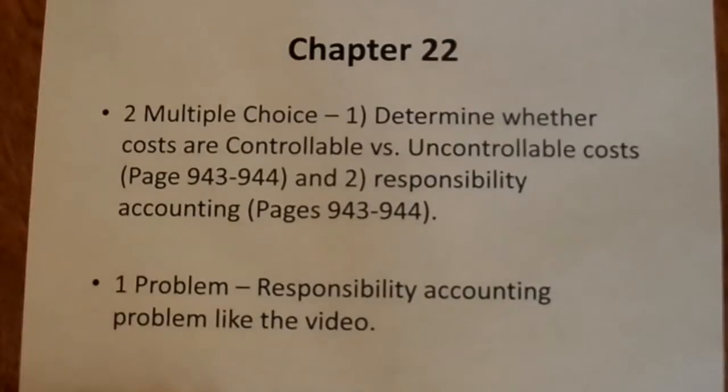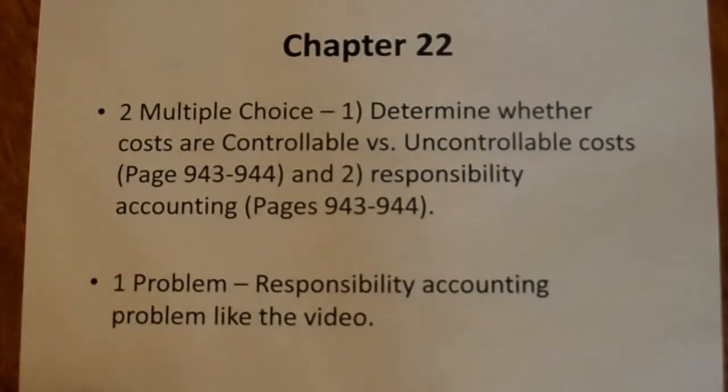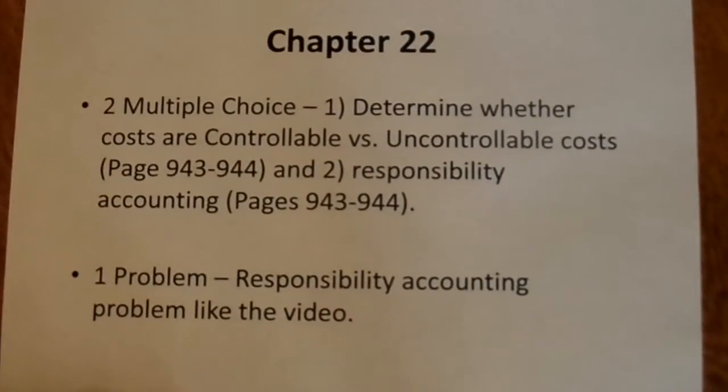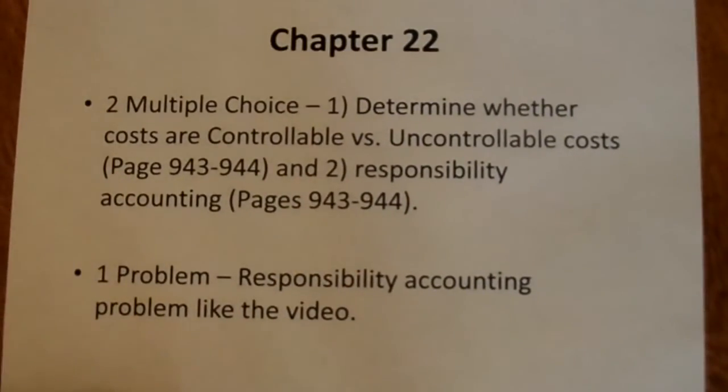In chapter 22, there are 2 multiple choice questions and a problem that appear on the test based on the information you learned in this chapter. One is determine whether costs are controllable or uncontrollable. So I'll probably give you some facts and ask you to pick which type of cost is controllable or which type is uncontrollable, and one of them will stand out there in that question.